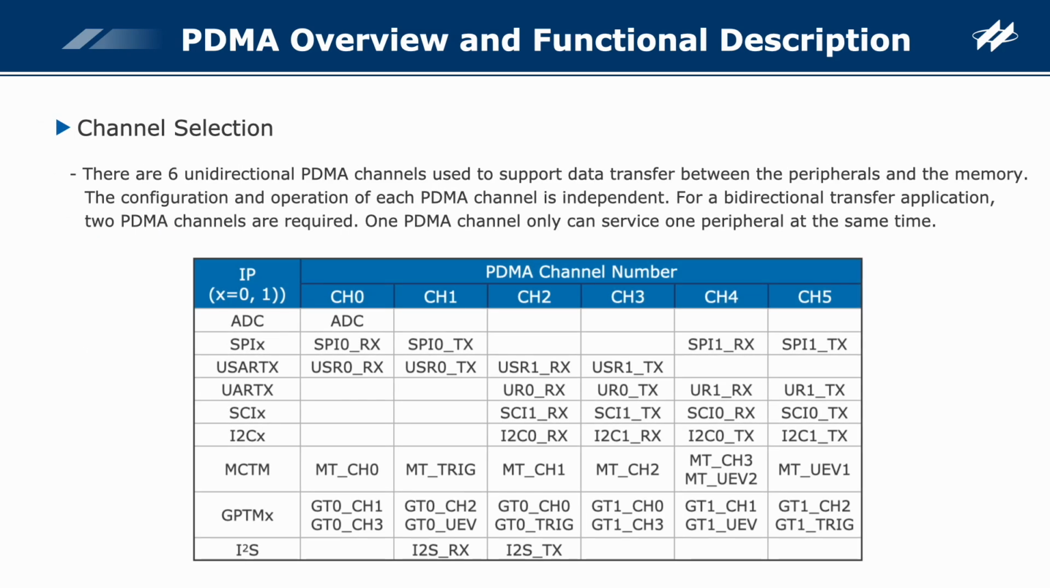There are 6 unidirectional PDMA channels used to support data transfer between the peripherals and the memory. The configuration and operation of each PDMA channel is independent. For example, if you want to transfer the flash data to USART0 via PDMA channel and print it out, you can find the corresponding channel according to the table. For a bidirectional transfer application, 2 PDMA channels are required. One PDMA channel only can service one peripheral at the same time.